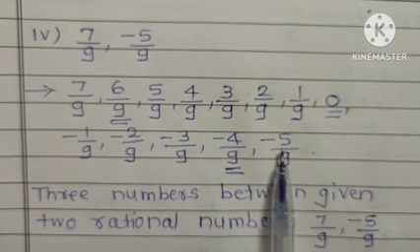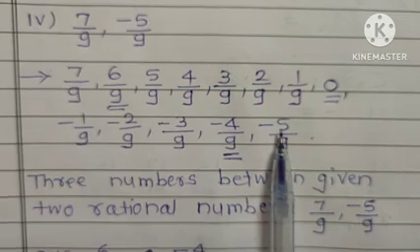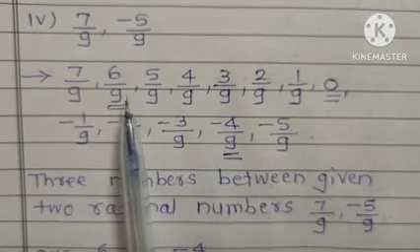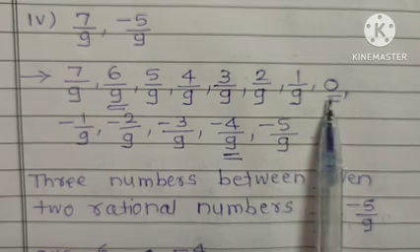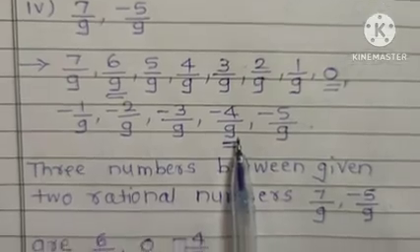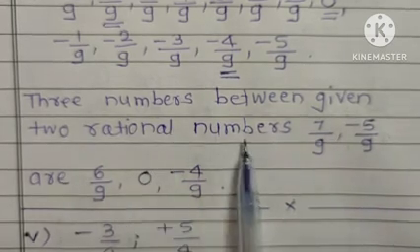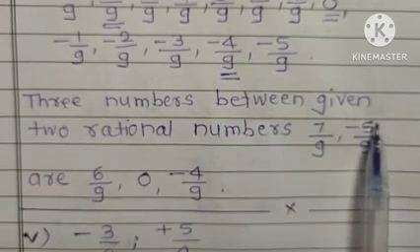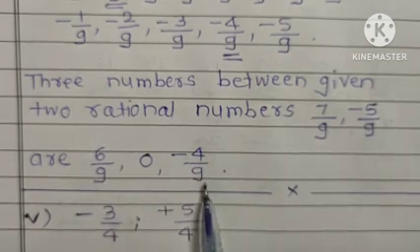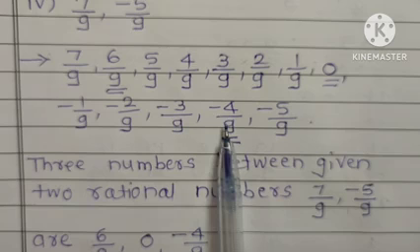You can write any three. If you want to write the answer from the textbook, the answer given is 6 by 9, then 0, then minus 4 by 9. So you can write that three numbers between the given two rational numbers 7 by 9 and minus 5 by 9 are 6 by 9, 0, minus 4 by 9.